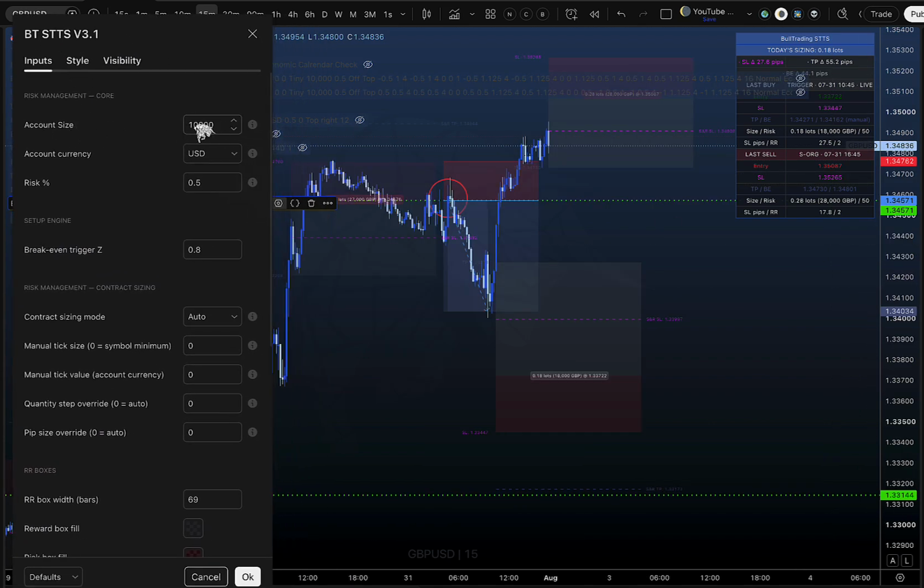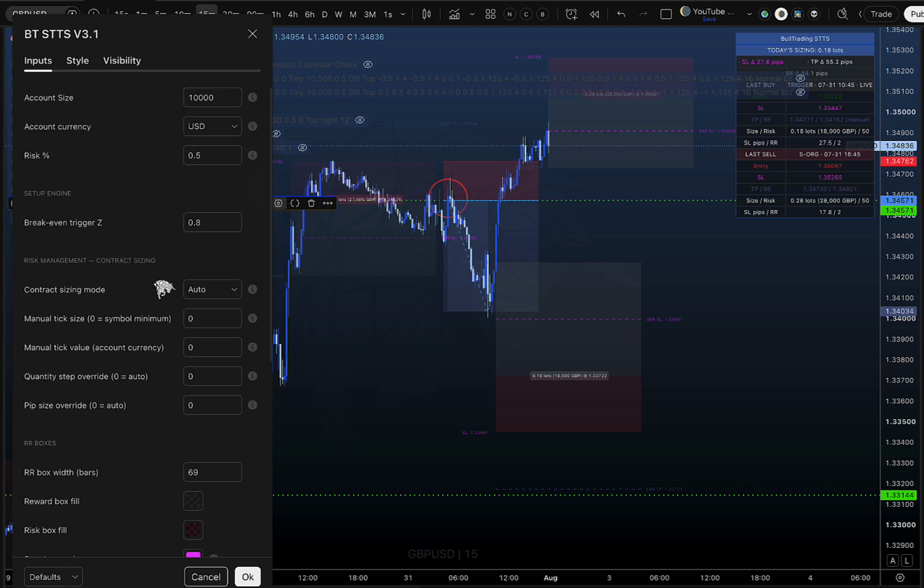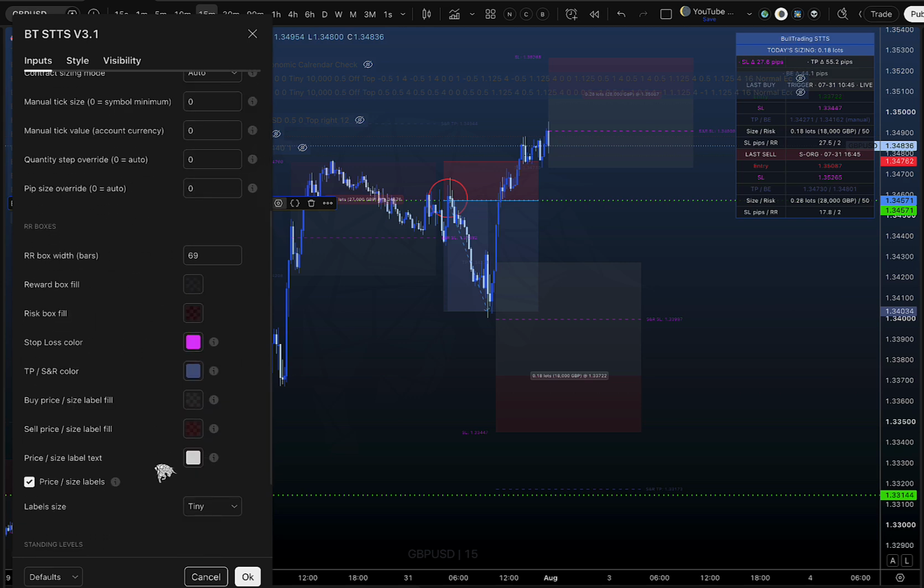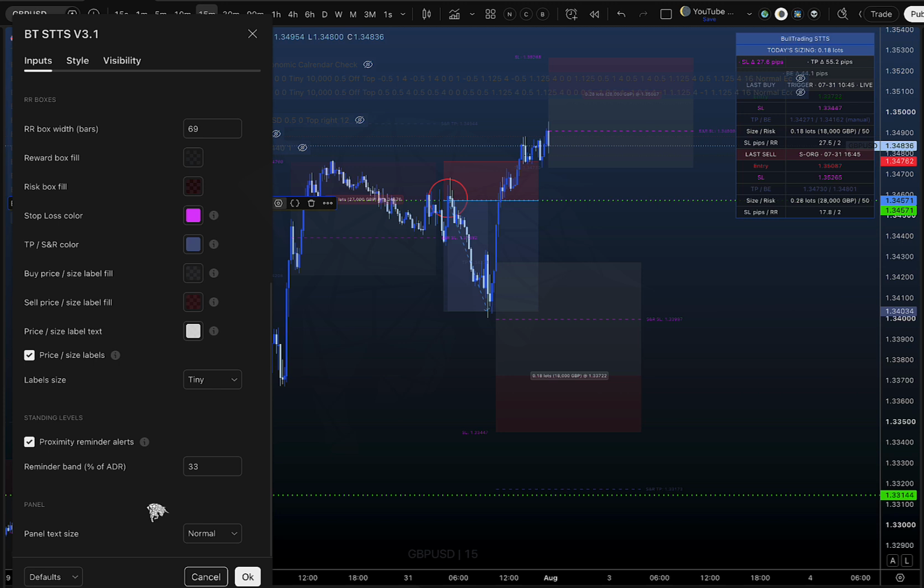Your account size is set here. You set your individual risk. The break-even trigger: I recommend setting this trigger around 80%. Here you have your risk management advanced contract sizing. And the color and the proximity reminder alerts are a very cool feature. When the indicator detects that the price is near a potential historical level, the indicator will send you an alert.